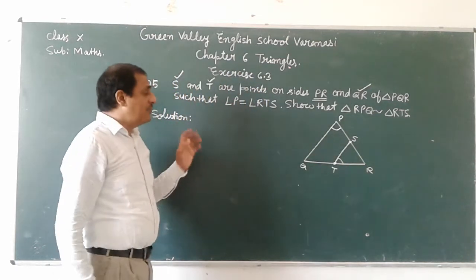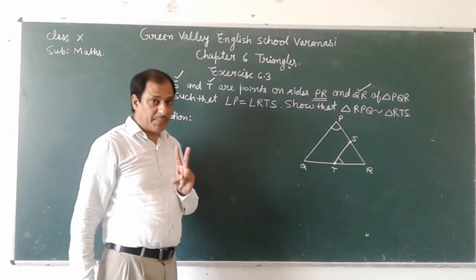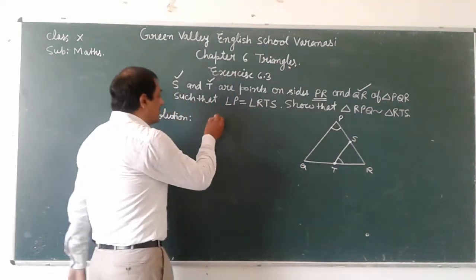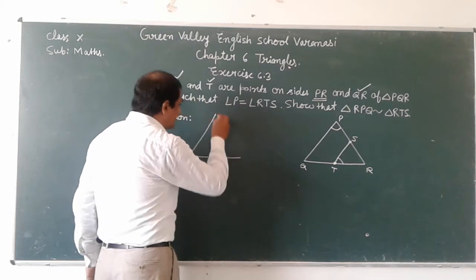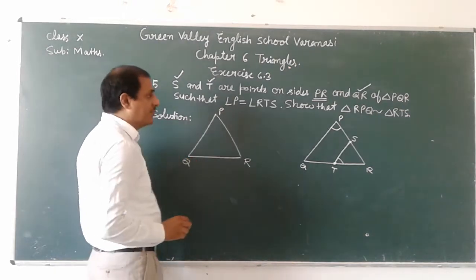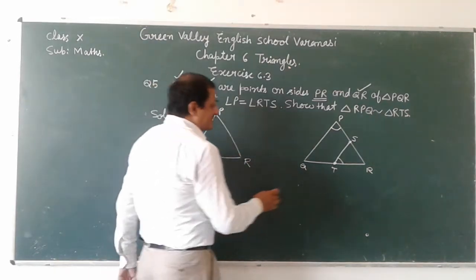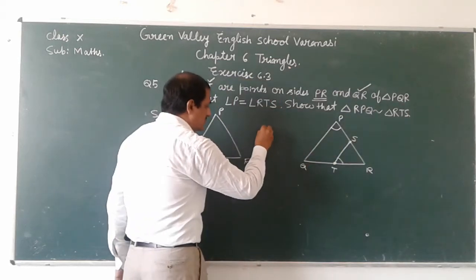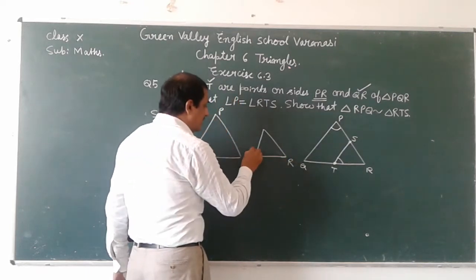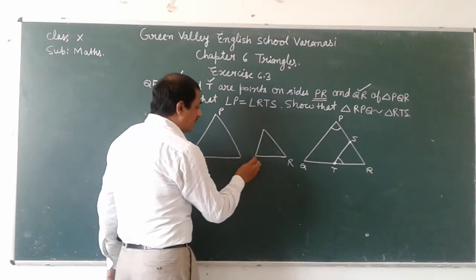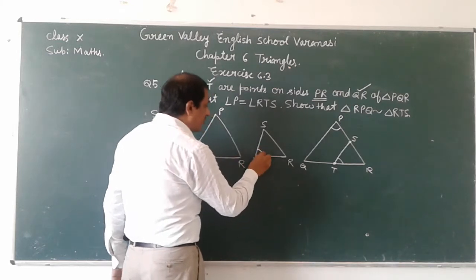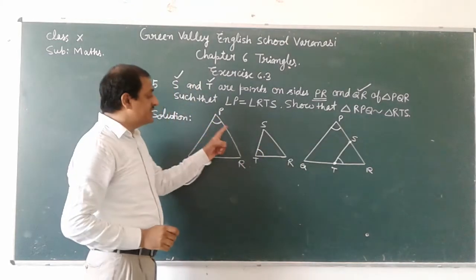Now I am going to draw two separate triangles. One triangle is RPQ and another triangle is RTS. It means this triangle, and this is RTS. According to this question, the measure of angle P is equal to this angle.